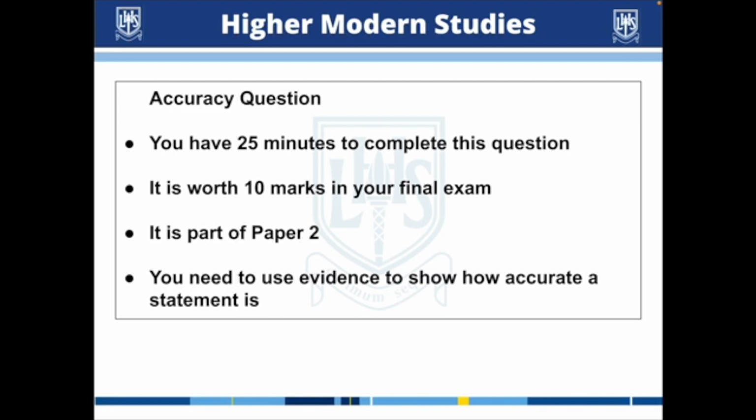So the first of our modern studies source questions that we're going to be looking at today is an accuracy question. Now, in the exam, you'll have 25 minutes to complete this question. So considering the amount we're asking you to do for it, it is a reasonable amount of time. Okay, you are trying to find a decent amount of information, but the most important part of this question is getting it written down as quickly as possible.